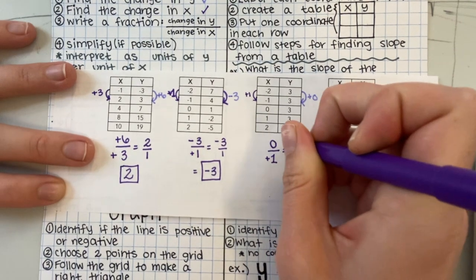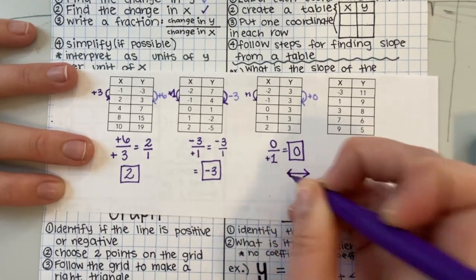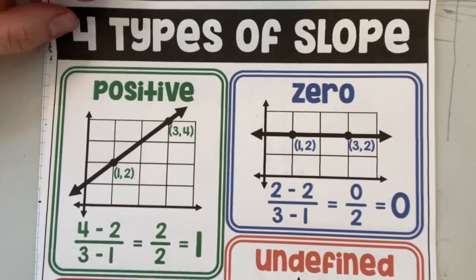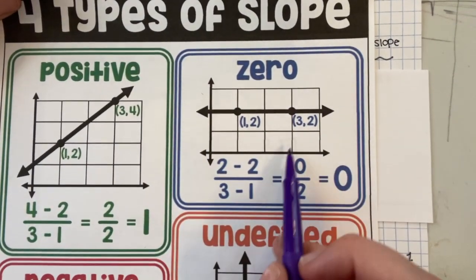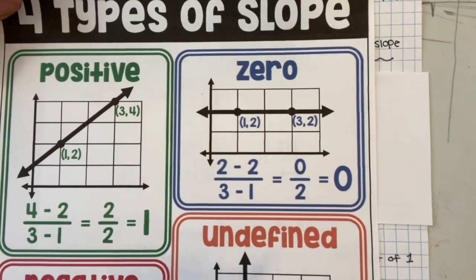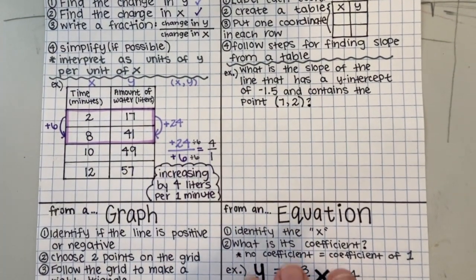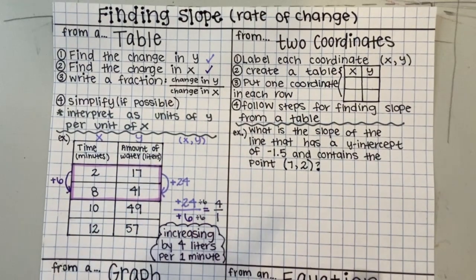And when we have 0 slope, that just creates a horizontal line. So what we would look at for that is just this. We've got a slope of 0. We have a horizontal line because our numerator was 0 and our denominator is 2. So that's how we find the rate of change or the slope of a table.